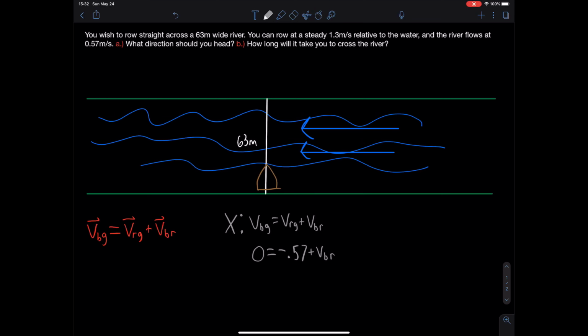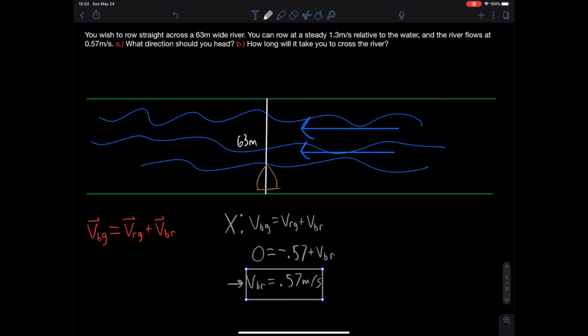So we add 0.57 to either side, and we get that the velocity of the boat relative to the river in the x direction should be 0.57 meters per second, which makes sense. If we were to do nothing, we would go to the left at 0.57 meters per second, but we don't want to go left or right, so we need to even that out so our net motion in the x direction is 0. So this is our x component here.